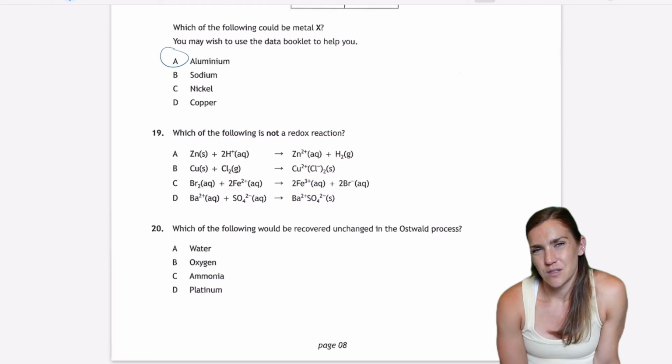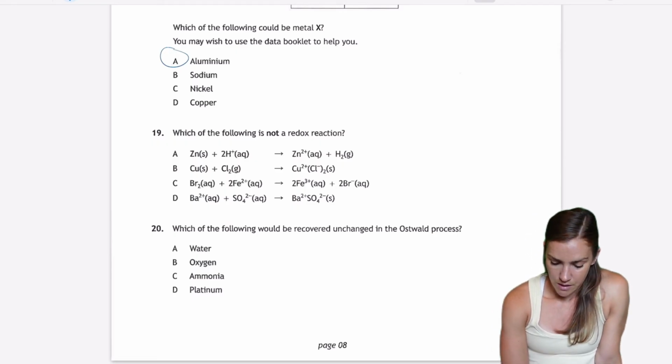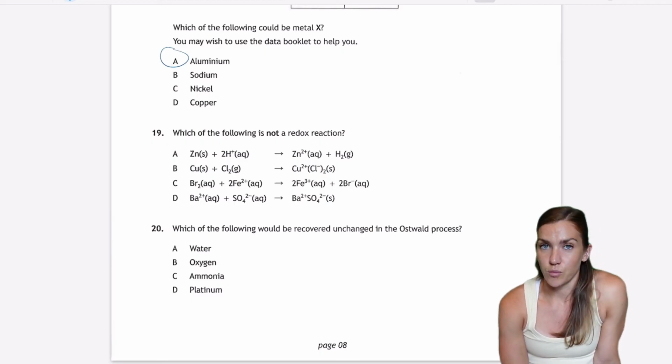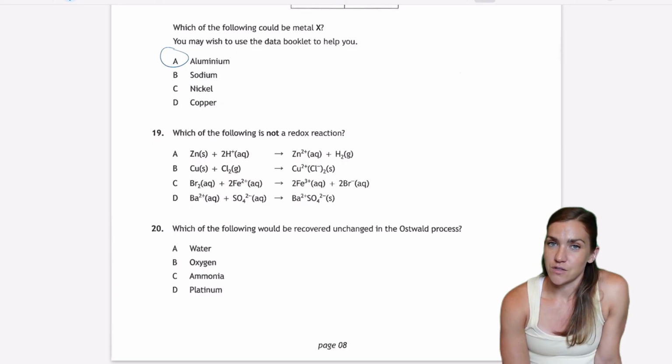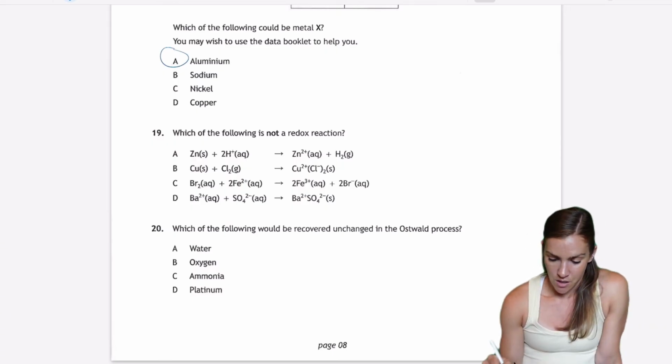This is quite a new question to the National 5 exam. I've not really seen one of these before. You used to get these quite a lot in the old Higher exams, but they were much more complicated because they didn't show you any charges, which are vital in answering this question, because for a redox reaction you need to see a change in charge. Essentially, redox reactions are where something loses electrons while something else gains them, so there needs to be a change in the charge of things.